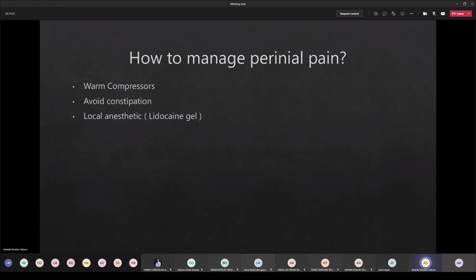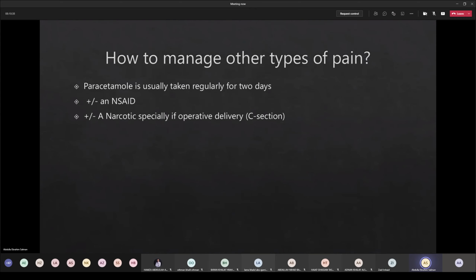How to manage perineal pain? By putting warm compressions, avoiding constipation, and local anesthesia such as lidocaine gel. How to manage other types of pain? Paracetamol is usually taken regularly for 2 days, plus or minus NSAIDs, plus or minus a narcotic, especially if operative delivery is C-section.